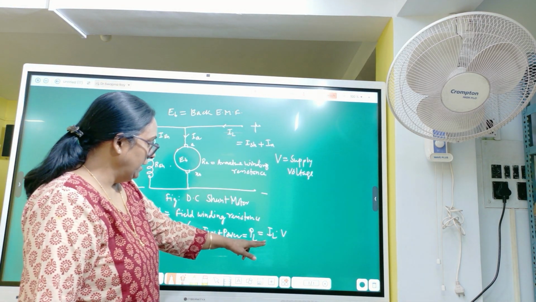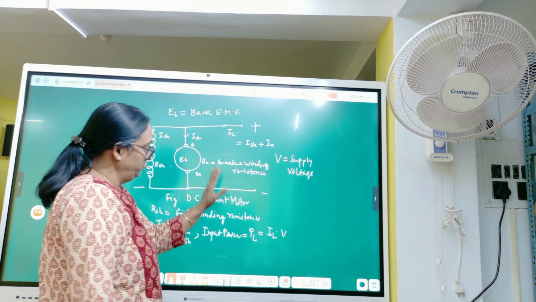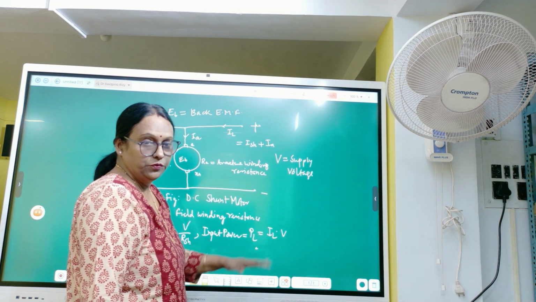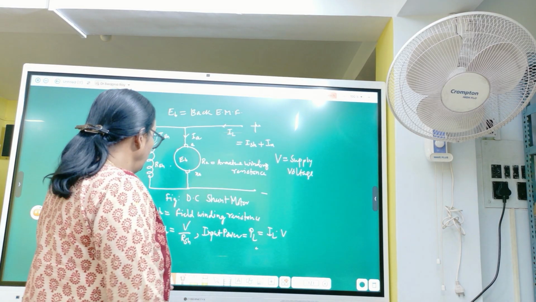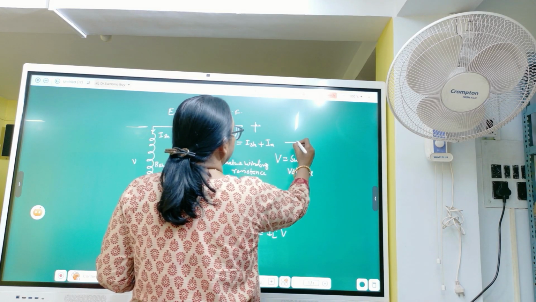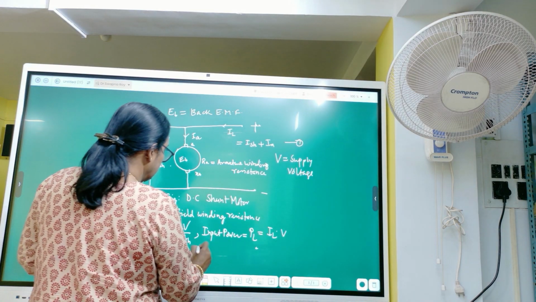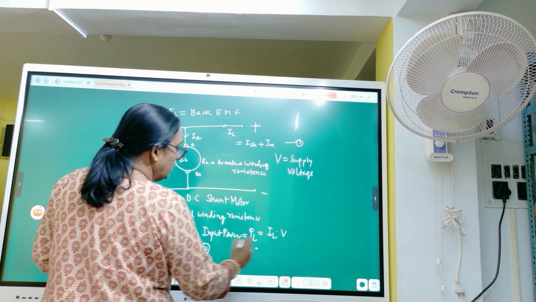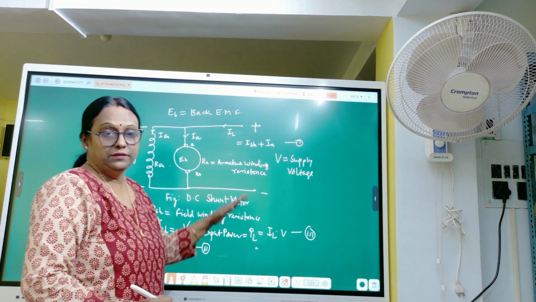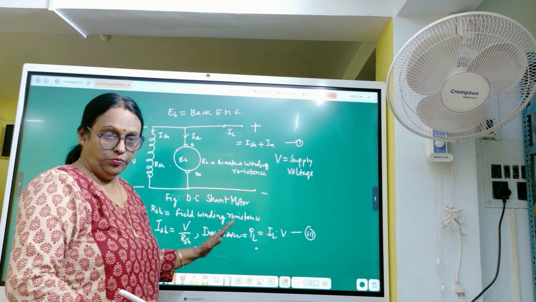So if you know the specification of the motor, you can calculate the load current also. You know the supply voltage. So you have to remember the equations. This is equation number one, this is equation number 2 and this is equation number 3. Using these 3 equations, you can solve problems.